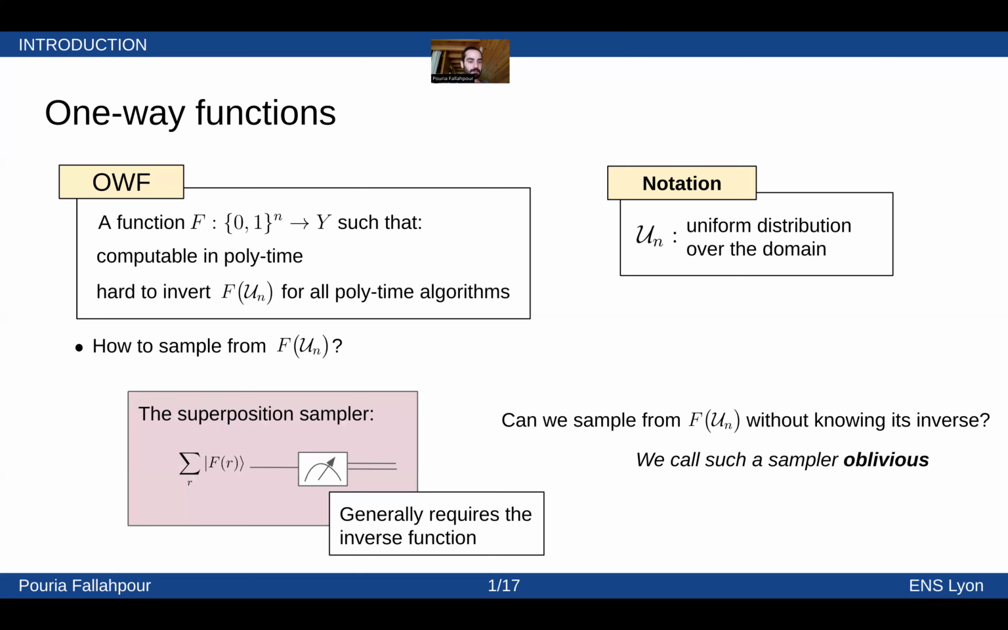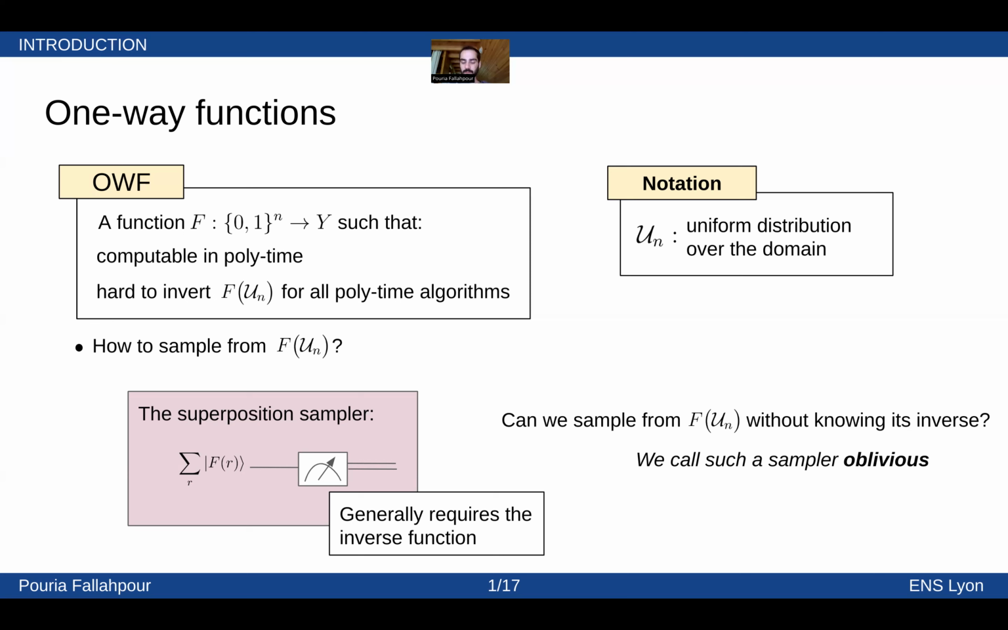One can also think of a possible oblivious sampler that is quantum. So here we call it the superposition sampler, an example. In this superposition sampler, we construct a superposition of all outcomes of the function. And if we measure this quantum state, it collapses to one single outcome of the function f. The issue with this kind of sampler is that generally they require inverse of the function.